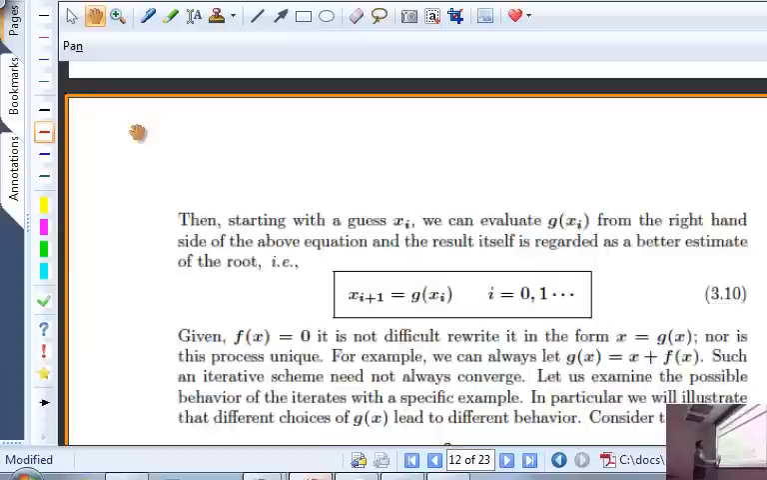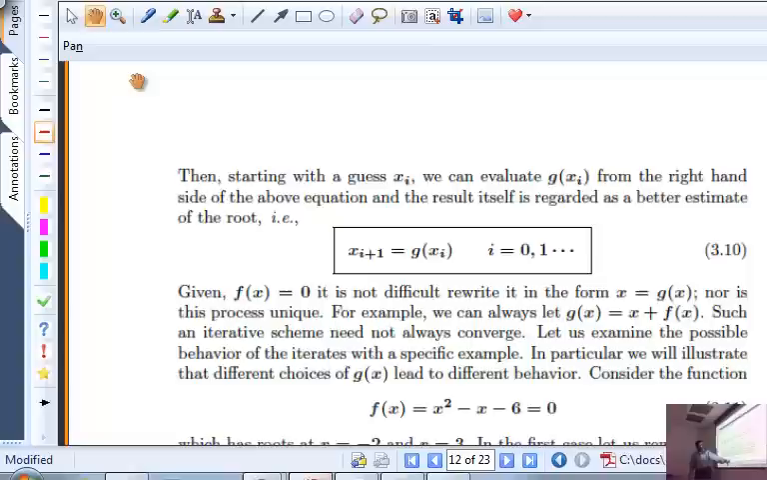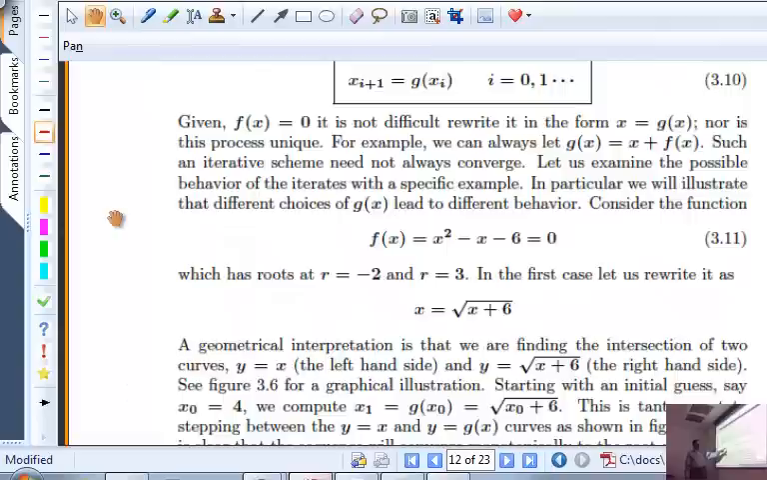Okay, here is an example, f of x equals x squared minus x minus 6 equal to 0. A scalar equation, a single nonlinear algebraic equation. What are the roots for that? It's a quadratic equation. You can solve it, and you'll find one root is at minus 2, the other one is at 3. So these two values will satisfy that particular equation.